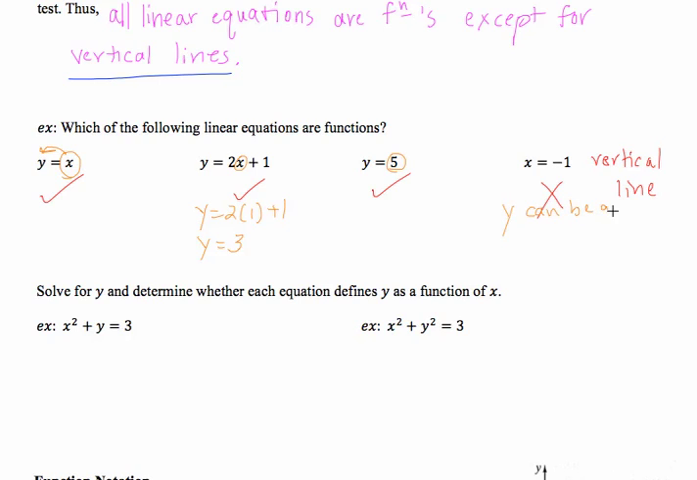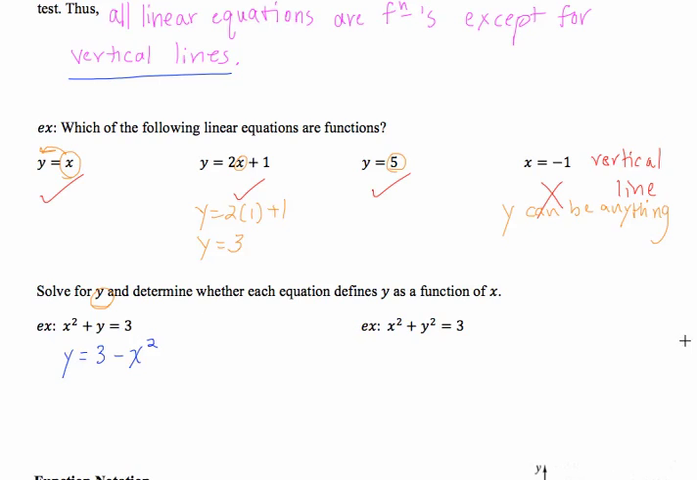So that's why that one x, when x is -1, has infinitely many y's. So what I want to do is solve for y on these equations and use that to determine whether the equation defines y as a function of x. Okay, so on this first one, to solve for y, all we need to do is move the x squared over. So subtracting x squared from both sides, we get y equals 3 minus x squared.